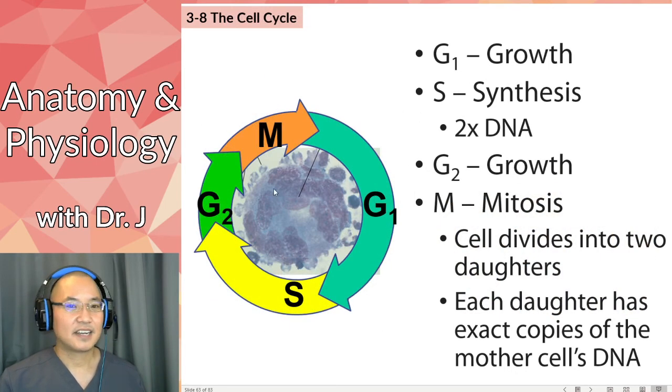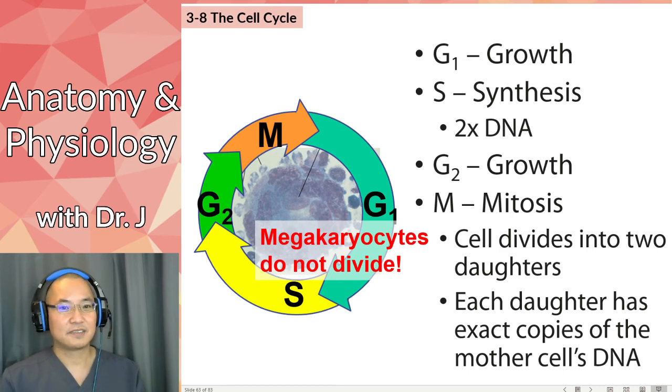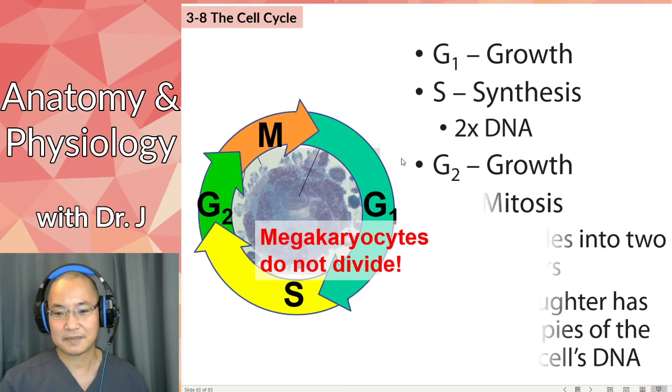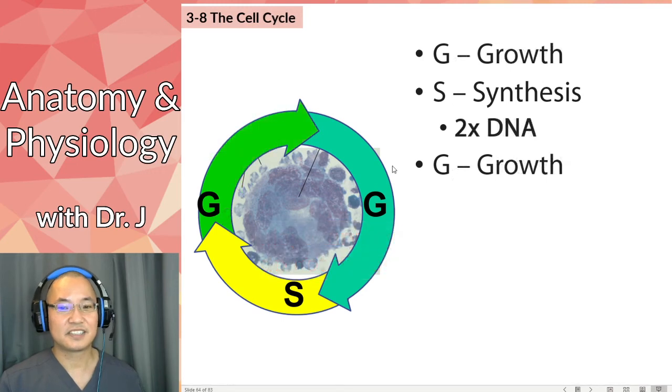Now, with the megakaryocyte, something special happens. Megakaryocytes do not divide. They do not undergo mitosis and cytokinesis during their cell cycle. Or I don't know if they still call it a cell cycle in the megakaryocytes. I should look that up. But what they're doing is basically taking out the M phase, but they're still doing G, and I don't know if they still call it G1 or G2 now that they don't have an M phase.